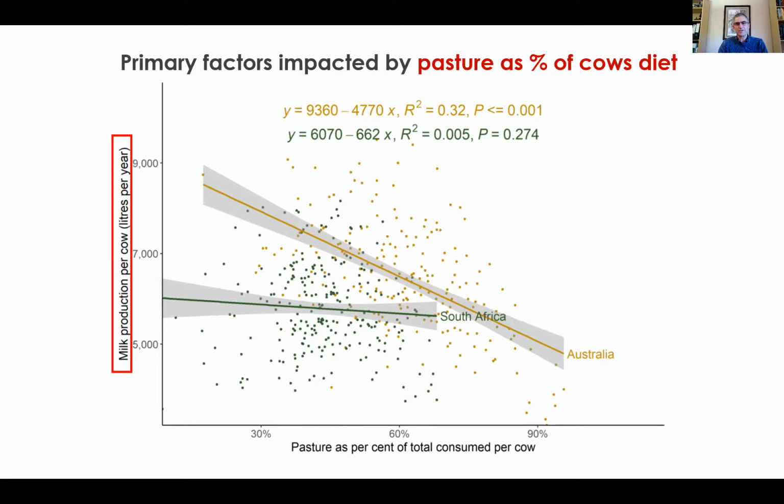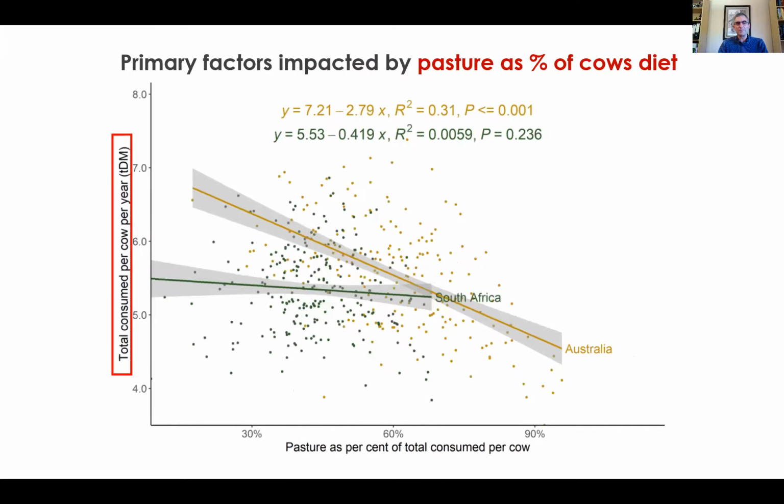Firstly, this graph outlines the impact of diet pasture percent on milk production per cow. The trend is consistent and strong in the Australian data, with increasing diet pasture percent contributing to a decrease in milk production per cow. There is no correlation in the South African data, as previously discussed.